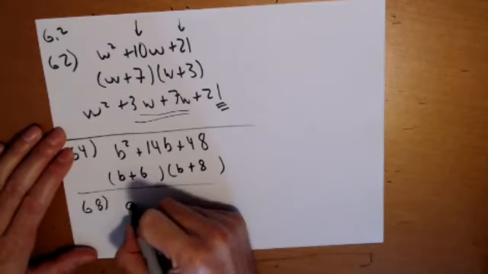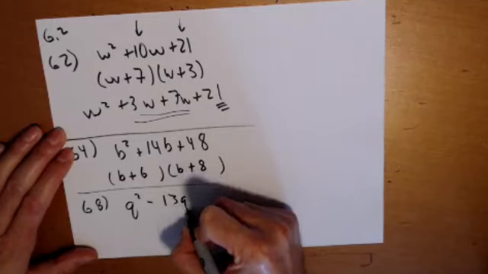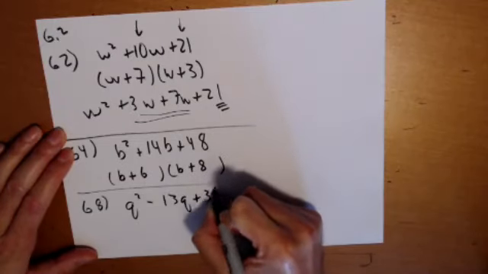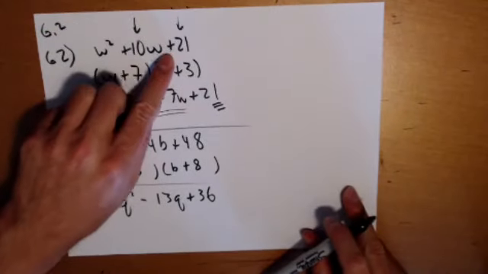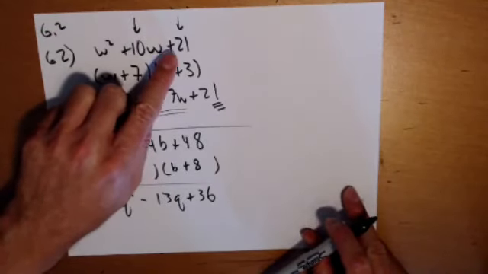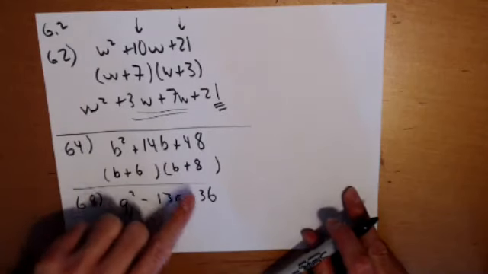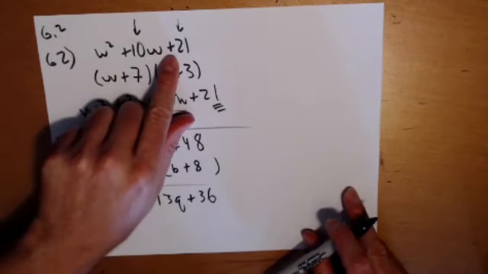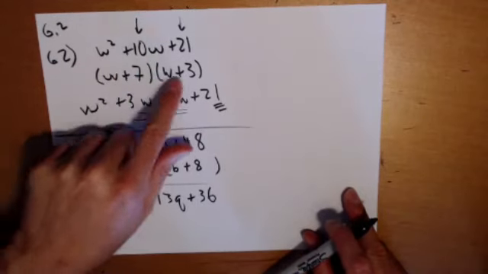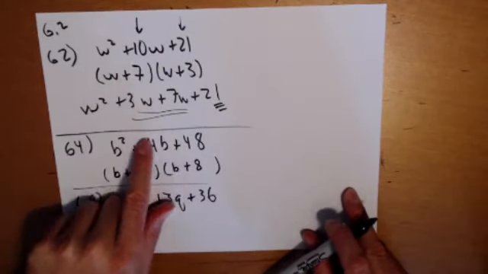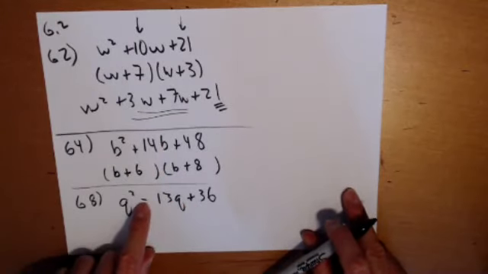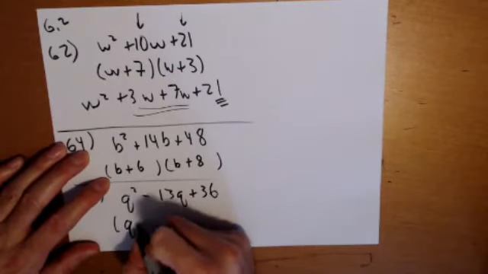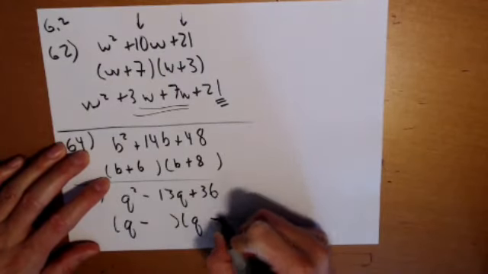68. Q squared minus 13Q plus 36. Okay, so let me show you a little trick. Because there's a positive sign, right, they multiply to get positive. So here's what I say. If there's a positive here, I go, oh, the signs are the same, and they're both that guy. See? Plus, plus. Oh, the signs are the same, and they're both that guy. Okay. So this needs to look like Q minus something and Q minus something.